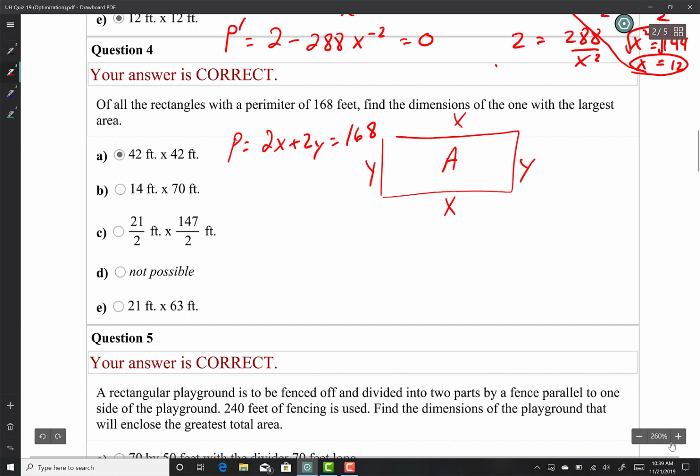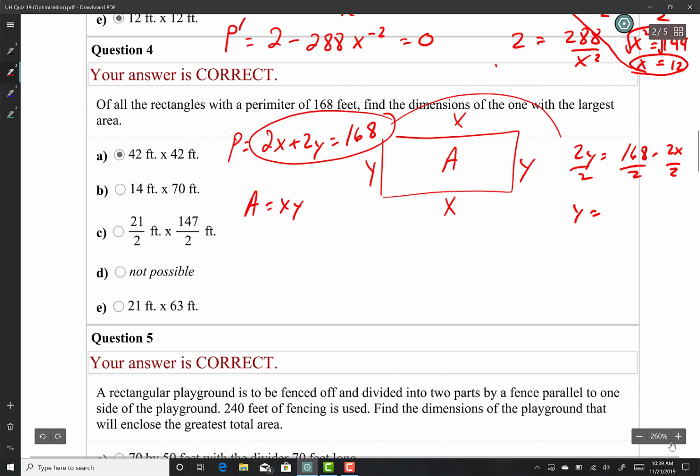That's your restrictive equation. My area is x times y. I'm going to solve for y here. So get it in terms of x. So let's see, 2y equals 168 minus 2x. Divide by 2, divide by 2, divide by 2. y equals, let's see, 168 divided by 2 is 84 minus x. So I'm going to plug that in. Area equals x times 84 minus x. So area equals 84x minus x squared.